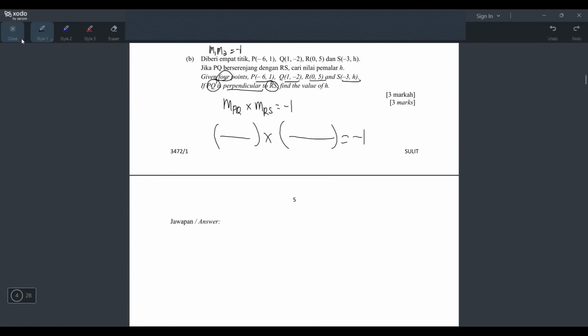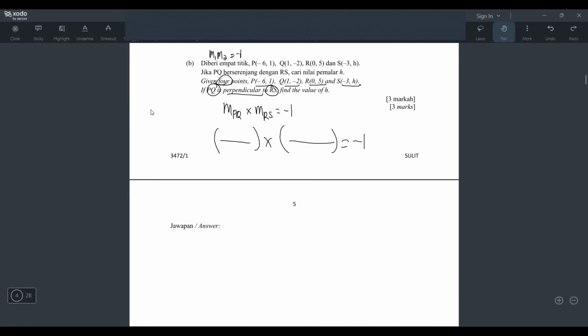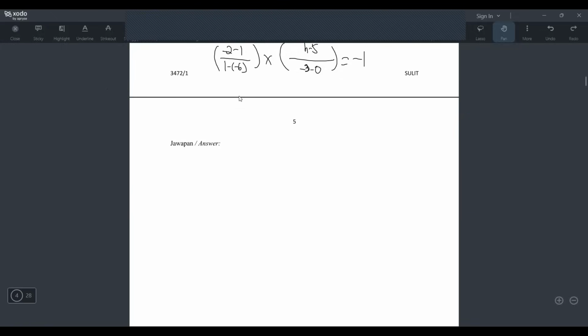What is the gradient of PQ and what is the gradient of RS? In the last question I just mentioned to you, what's the gradient formula? It's y minus y divided by x minus x. So we apply that in our question. For PQ, I will look at this point and this point. So it will be y minus y, -2 minus 1, and then x minus x, 1 minus -6, right? Then what about RS? RS is this point and this point. So I take y minus y, which is h minus 5, and divide by x minus x, which is -3 minus 0. Now let's simplify this. -2 minus 1 is just going to be -3. 1 plus 6 is just 7, times h minus 5, over -3 minus 0 which is just -3, equals -1.